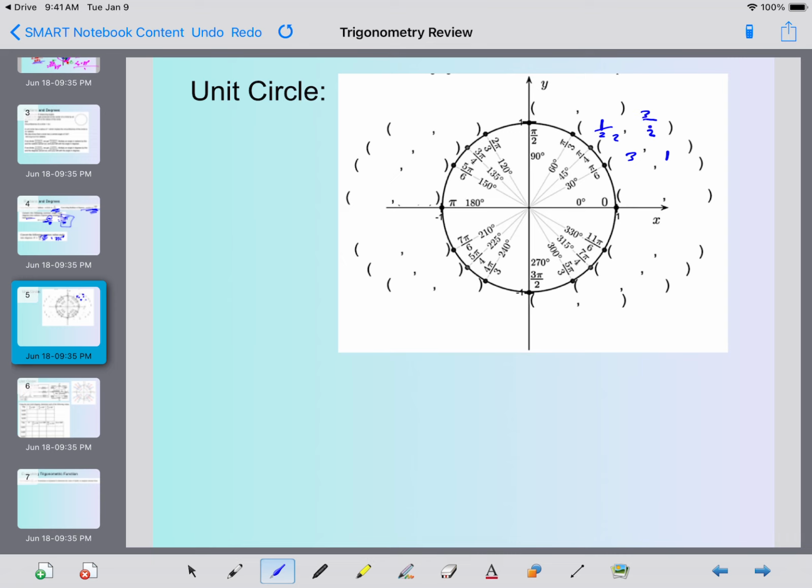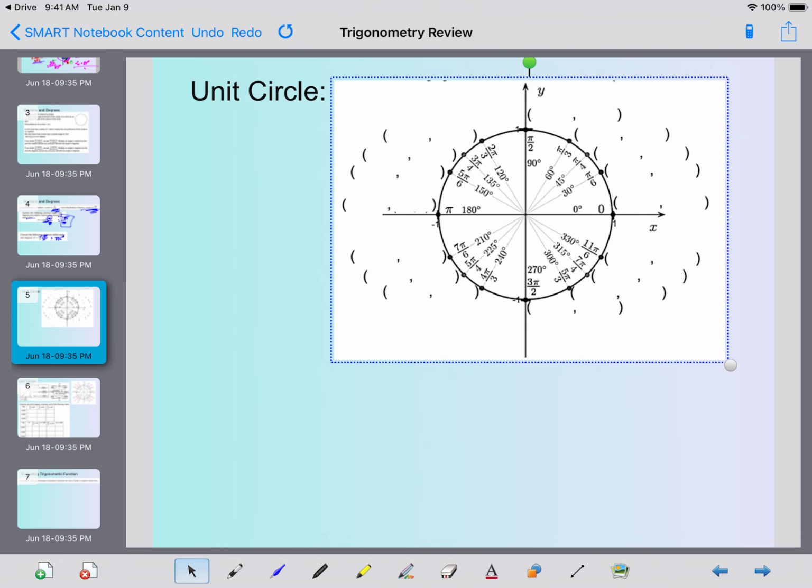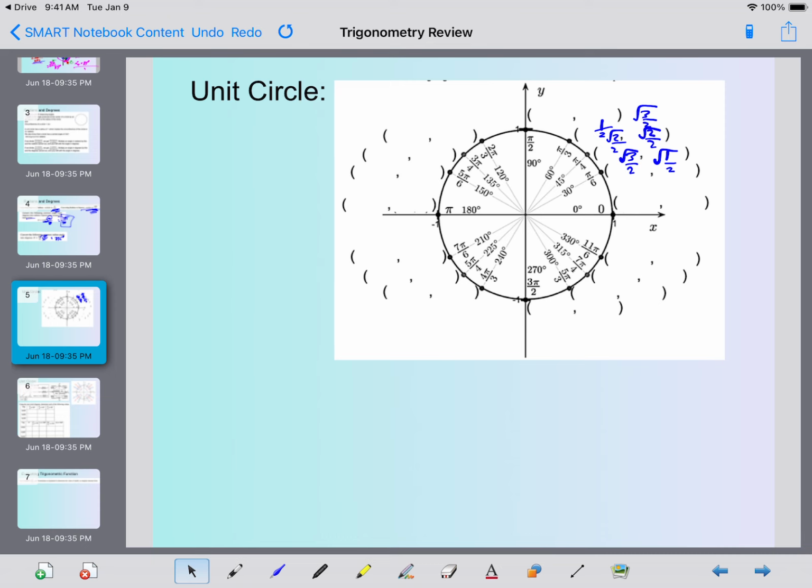They're all over 2, and they all have a radical in the numerator. It's okay that I put radical over the 1, because the square root of 1 is just 1. But you could leave it as just 1/2 as well. Right? That's how I memorize that.